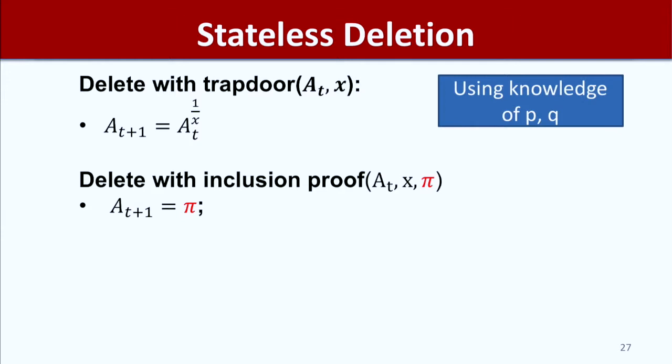However, notice that what is the state of the accumulator after an element should be deleted? Well, it's actually the same as the membership witness for that element. Remember that the membership witness for an element in the accumulator, if the element is x, is the xth root of the accumulator state. And that's exactly the same as what the state of the accumulator should be after you delete that item, because you're dividing it out of the product in the accumulator.